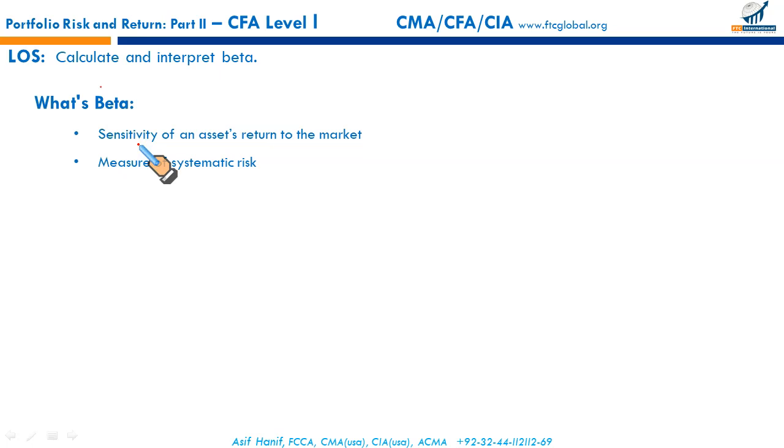Okay, your next LO says calculate and interpret beta. What is beta? Beta is basically the sensitivity of an asset's return to the return of the market. Beta measures systematic risk. It can have a positive value, it can have a negative. When we say beta is positive, it means the return of an asset moves with the market, up or down. When we say the beta is negative, that means the return of the asset moves opposite to the market. If the market goes up, the returns fall for this asset and vice versa.